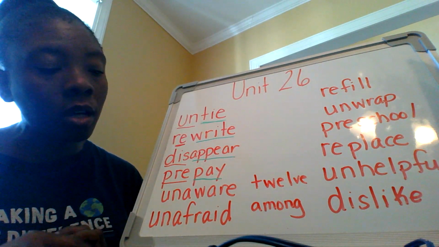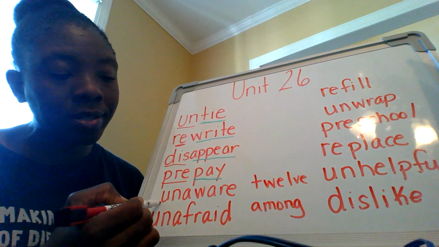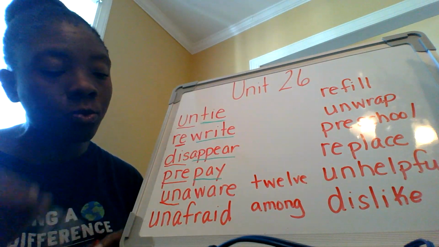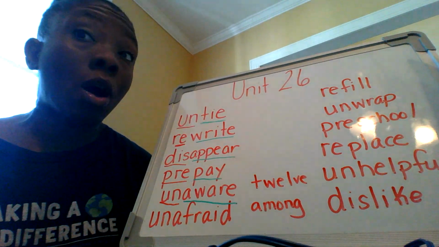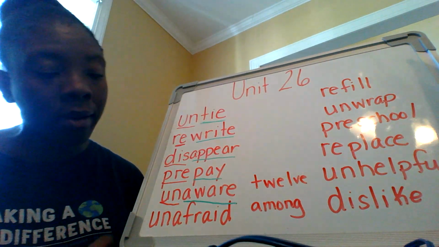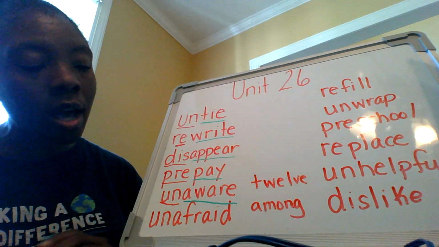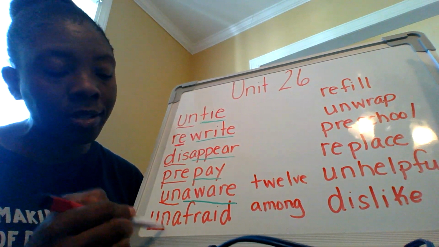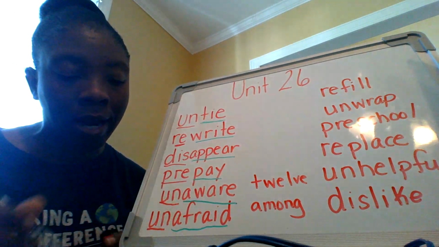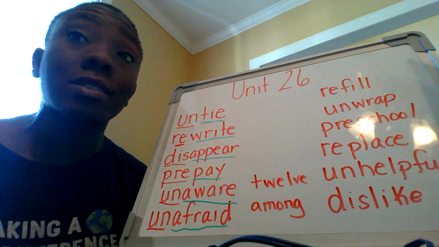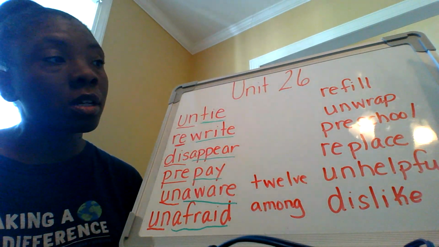Our next word is unaware. Our prefix is un. Our base word or root word is aware. If you're unaware, that means you're not aware of something. You don't know about it. Our next word is unafraid. Our prefix is un. Our base word or root word is afraid. Unafraid means you're not afraid of something.